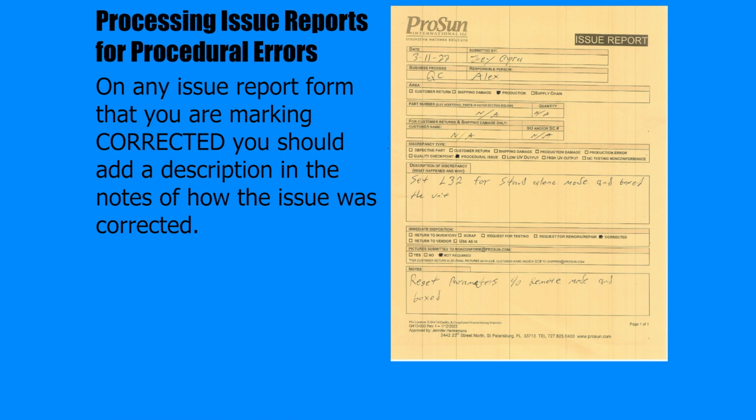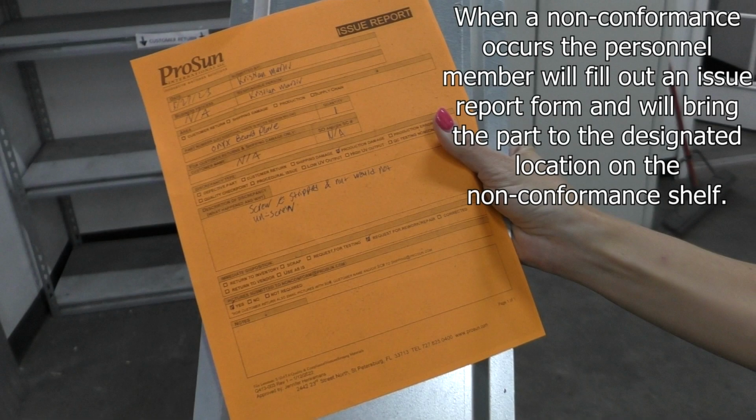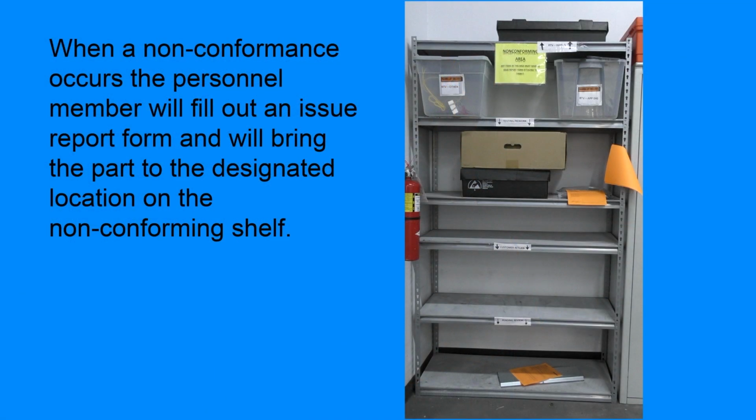On any issue report form that you are marking corrected, you should add a description in the notes of how the issue was corrected. When a nonconformance occurs, a personnel member will fill out an issue report form and will bring their part to their designated location on the nonconforming shelf.